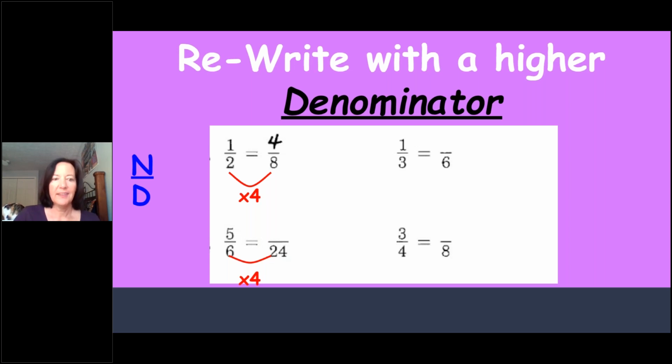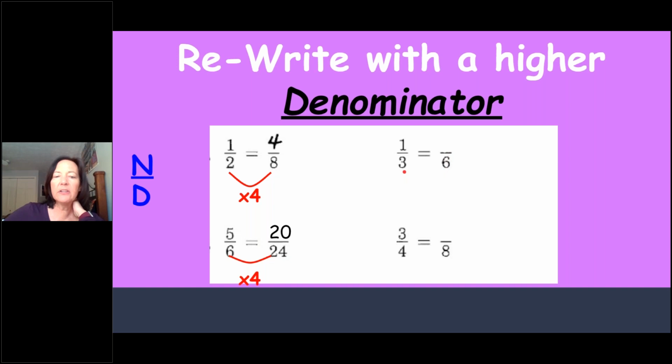5/6. 5 times 6. No, it would be 5 times 4. Yes, 5 times 4. Perfect. 20. Yes, 20 24ths. 20 24ths is correct. Now let's do 1/3 equals how many 6ths?